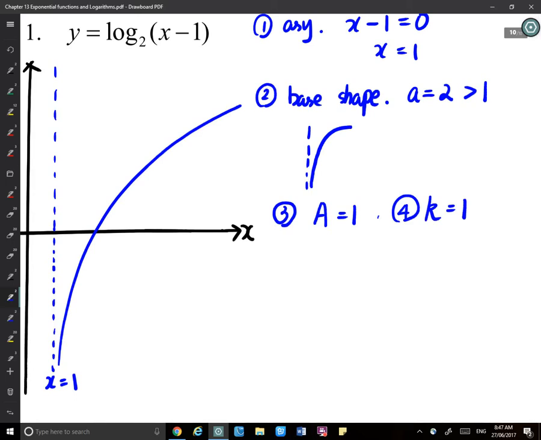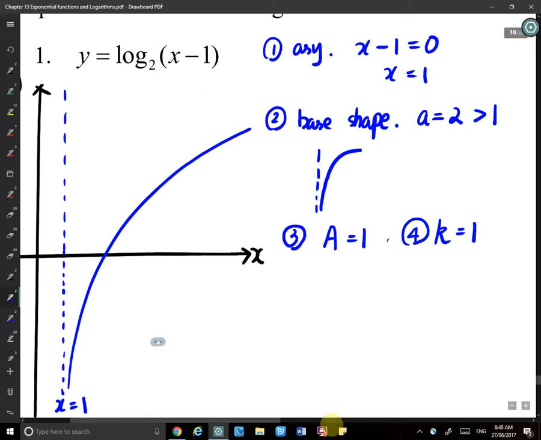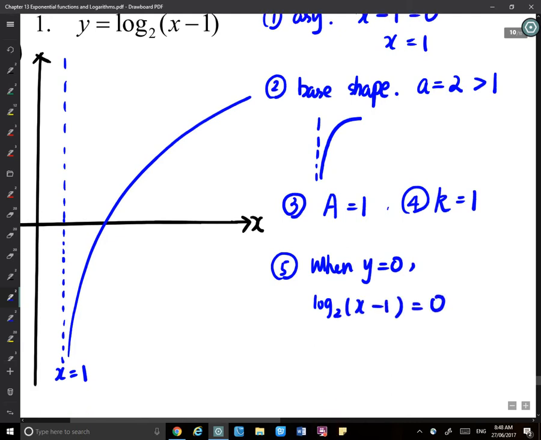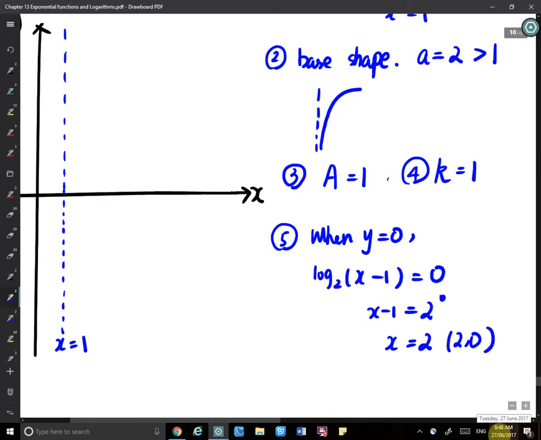Okay. You think about whether there's reflection or not. So there's no reflection. The graph will directly look like that. So number 5, they always have y-intercept. So when y equals to 0, log 2 of x minus 1 equals to 0. x minus 1 equals to 2 to the power 0. x equals to 2. So (2, 0) will be the x-intercept. So you find (2, 0) here. Okay, the graph will again look approximately like that.